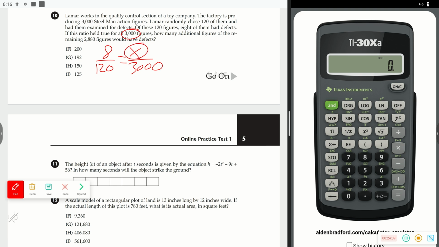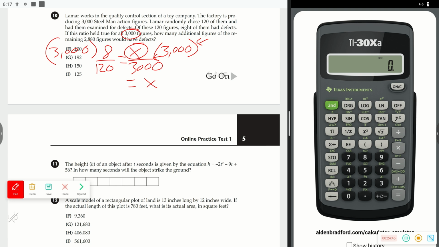3,000. So if we solve for x, this will give us the total number of defects. So if we have x divided by 3,000, and we're trying to get x all by itself, we're always going to do the opposite operation. So this is x. This line here means divide. X divided by 3,000. So the opposite of dividing by 3,000 is multiplying by 3,000. Because 3,000 divided by 3,000 is 1. 1 times x is just x. So on this side, we're going to have x. But since we multiplied this side by 3,000, we also have to multiply this side by 3,000.